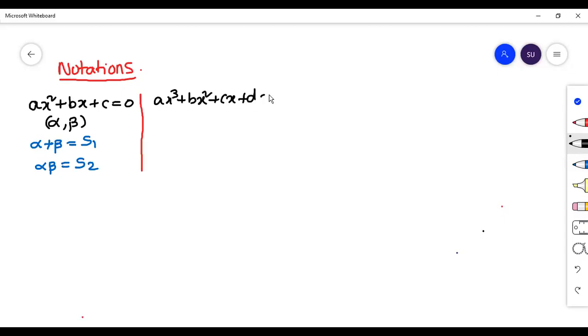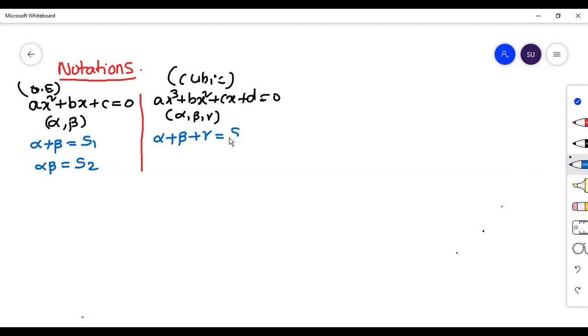Now let us take a cubic equation, that is, ax cube plus bx square plus cx plus d, any equation. This is a cubic equation, and the earlier one was a quadratic equation. A cubic equation will have three roots: alpha, beta, gamma. Then let us consider the relations: alpha plus beta plus gamma, the sum of the individual roots of this cubic, as S1. In the quadratic we had only two roots, so the product of the roots was alpha beta.